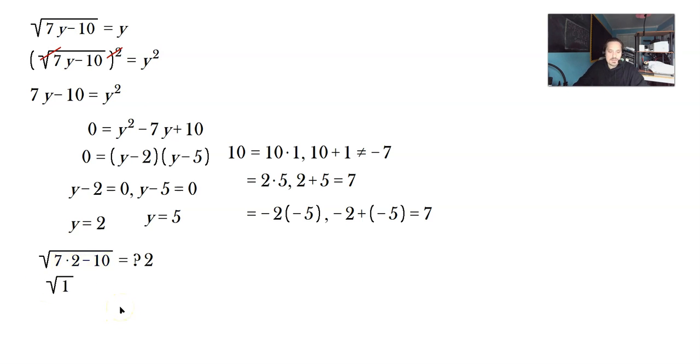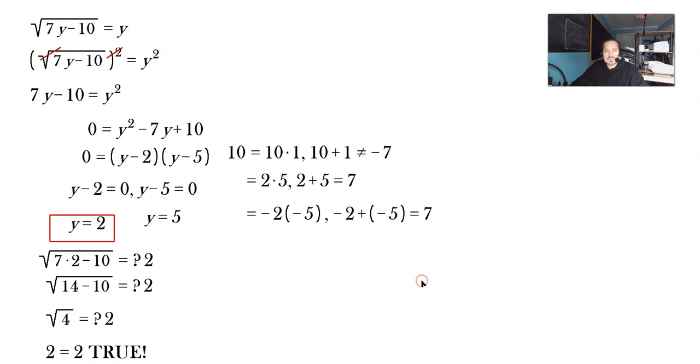Let's go through the process. This is now 14 minus 10. I'm checking, does this equal 2? That's why I have the question mark. This is the root of 4, and I'm checking, does this equal 2? Well, the root of 4 is 2, so 2 equals 2 is true, which means y equals 2, this value right here, checks as an acceptable answer.